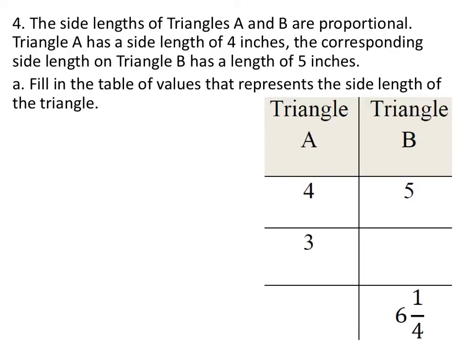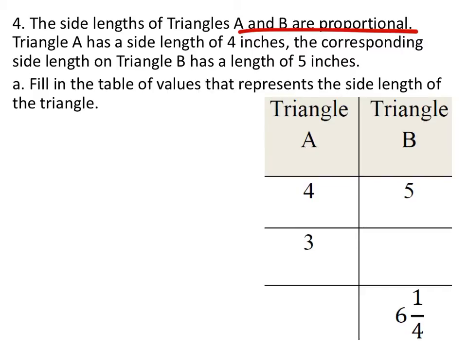So here we go. We've got triangle A with 4 and triangle B with 5. And it told us they are proportional, so whatever we do, we can write equivalent fractions for these. Now I'm going to solve this problem not using the unit rates. So pay attention if you want to see how this is done. But there's a couple ways that we can do it.